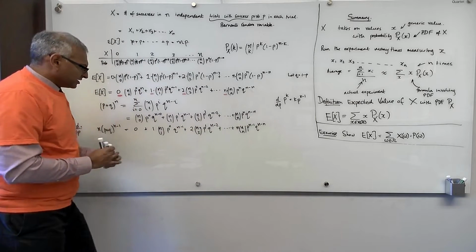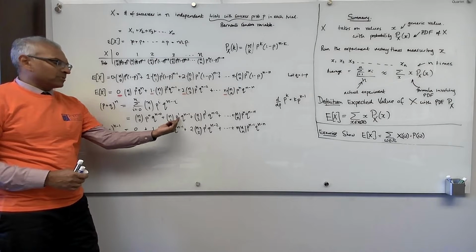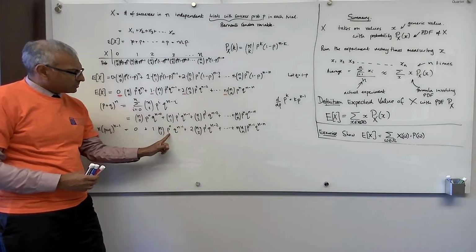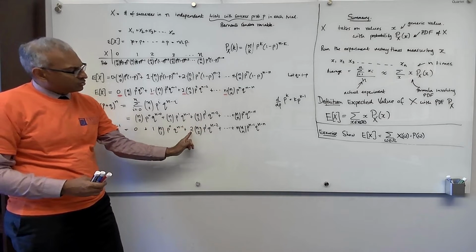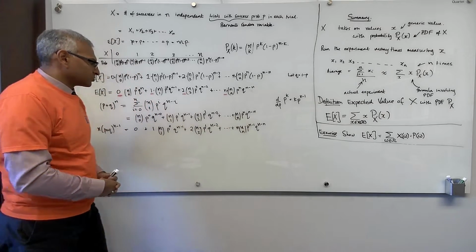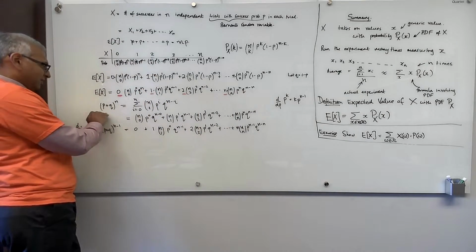Okay. So where did this 1 come from? This 1 came from the derivative of p. The derivative of p raised to the power 1, according to the standard formula you know from calculus, is 1 times p to the 0. The derivative of p squared is 2 times p to the 1. The derivative of p to the n is n times p to the n minus 1. So if I take the derivative of the right-hand side, it had better equal the derivative of the left-hand side.